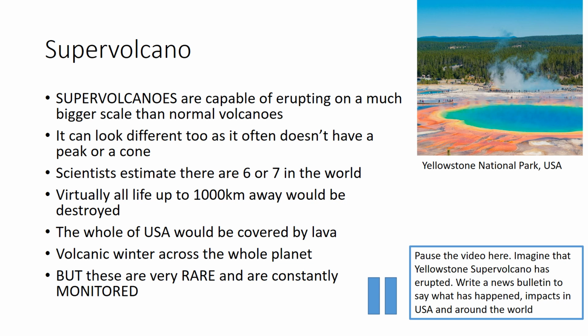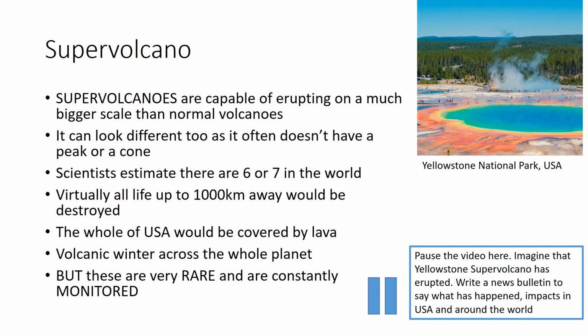Magma would be flung 50 kilometres into the atmosphere. Virtually all life up to 1,000 kilometres away would be destroyed. 1,000 cubic kilometres of lava would pour out of the volcano, enough to cover the whole of the USA with a 12.5 centimetre thick layer of lava over the entire country. The amount of ash and gas thrown up into the atmosphere by the explosion would dramatically reduce the levels of radiation from the sun reaching the Earth's surface. So this would trigger a freezing cold volcanic winter.